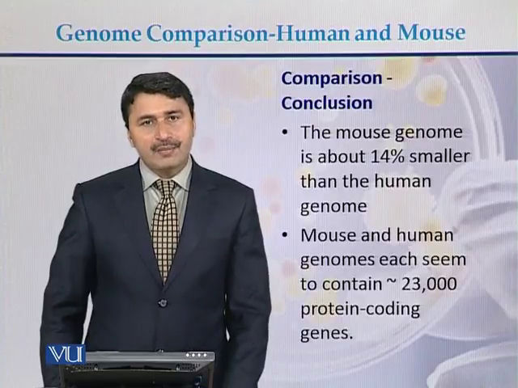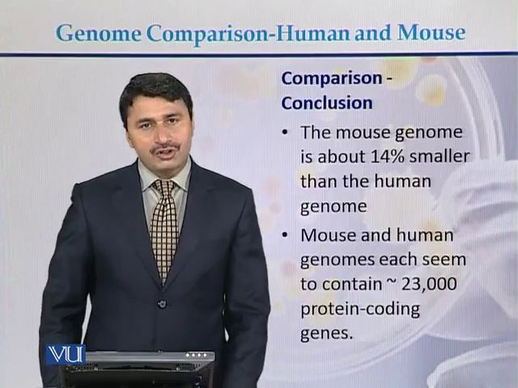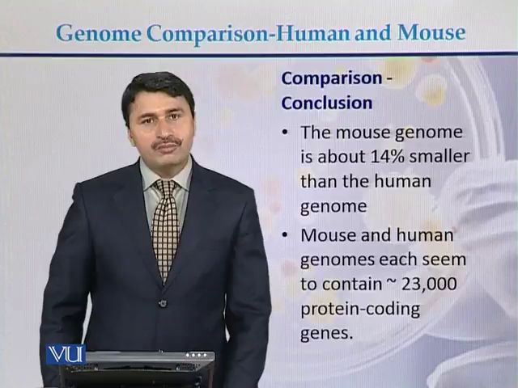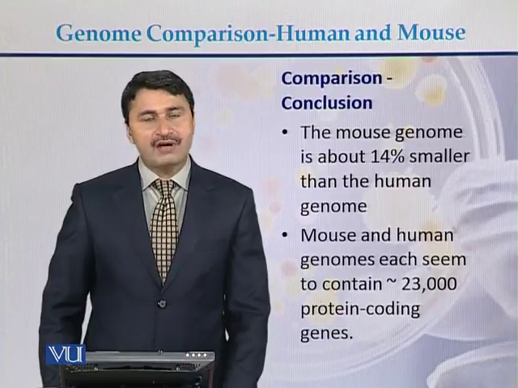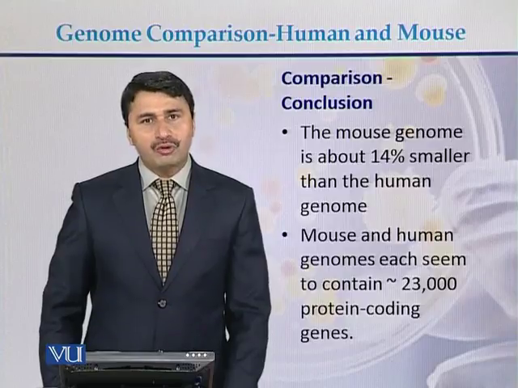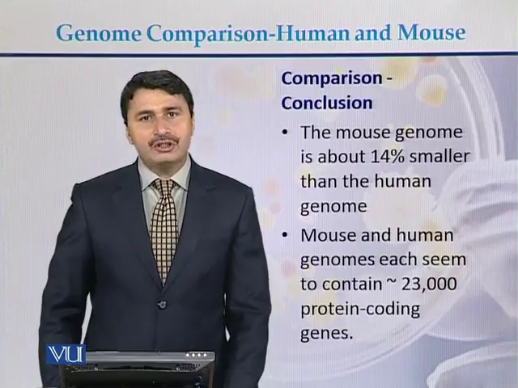If we conclude the comparison between the mouse genome and the human genome, the mouse genome is approximately 14% smaller than the human genome. Both genomes have approximately 23,000 genes, and both human and mouse have similar types of diseases that can be due to the same types of genes.